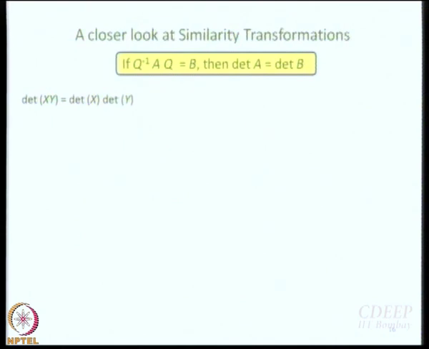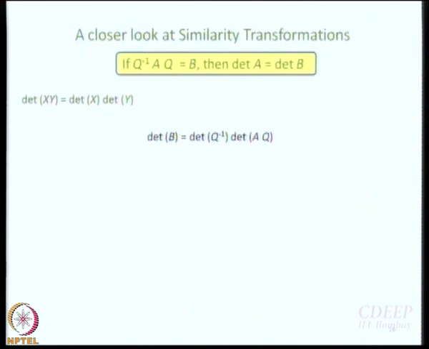If Q inverse A Q equal to B, then det A equal to det B. I am doing this again because there was a little bit of confusion last day, and we are going to use this in what we are going to say today also. Almost maybe 10-15 minutes more, almost done, do not be impatient. Okay. You agree with this?